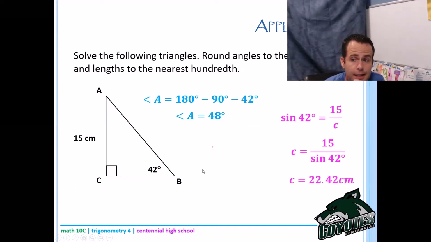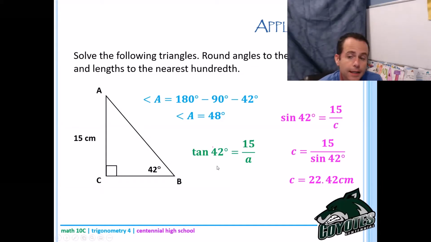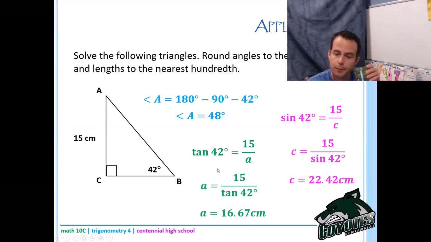Then the last thing I have to solve for is side A right here. I'm still going to use what I was given. So 42 degrees, this is opposite, this would be adjacent. So I'm going to do it using tan. Tan of 42 degrees equals 15 over A. Then again, multiply both sides by A and divide both sides by tan of 42. And that gives me A is 16.67 centimeters.